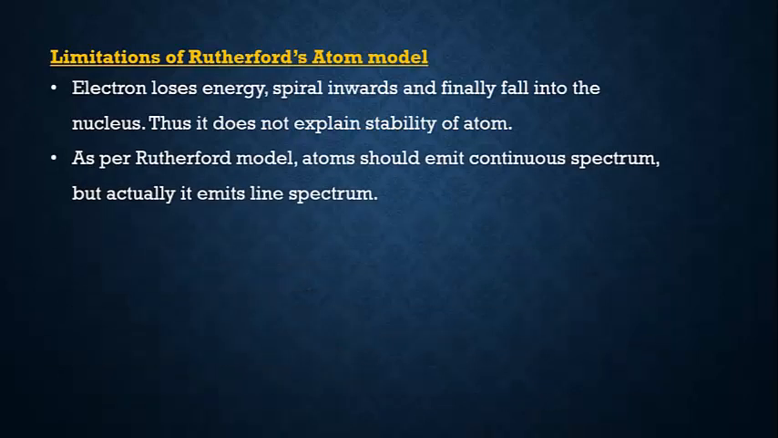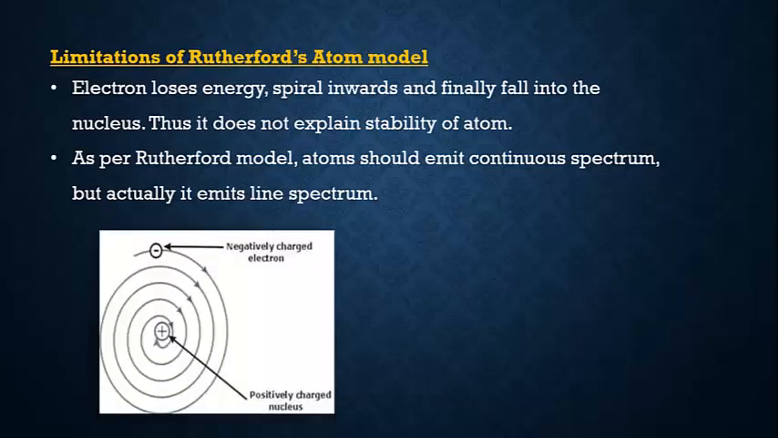The second point is that the Rutherford atom model predicts a continuous spectrum. Why? Because the electron is continuously losing and radiating energy. But actually it is not a continuous spectrum, it is a line spectrum. So here you can see the electron losing its energy, spiraling inwards, and eventually falling into the nucleus itself, so the atom does not have any stability. He couldn't explain that properly. And since the electron is losing energy, it is considered a continuous spectrum, but actually it is a line spectrum. These are the limitations of the Rutherford atom model.